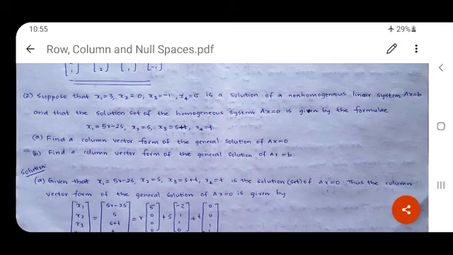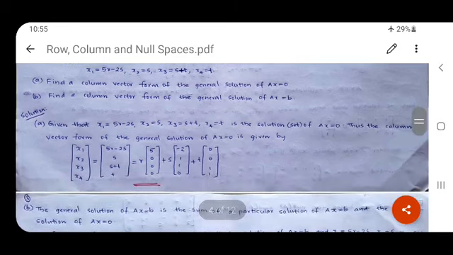So given that the general solution of Ax equal to 0 is x1 equal to 5r minus 2s, x2 equal to s, x3 is equal to s plus t, and x4 is equal to t, this can be expressed as r into (5, 0, 0, 0) plus s into (minus 2, 1, 1, 0) plus t into (0, 0, 1, 1). So we have expressed the general solution of Ax equal to 0 in vector form.